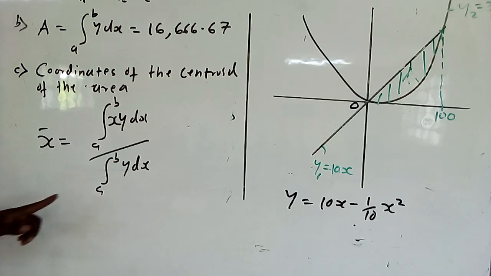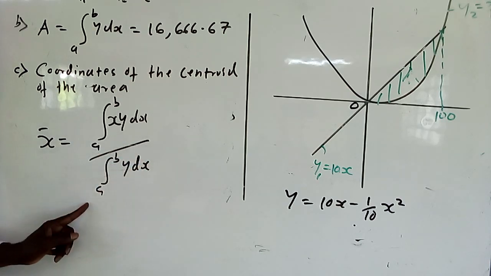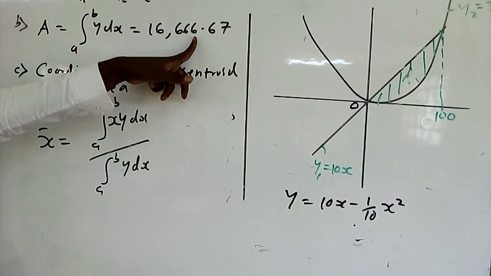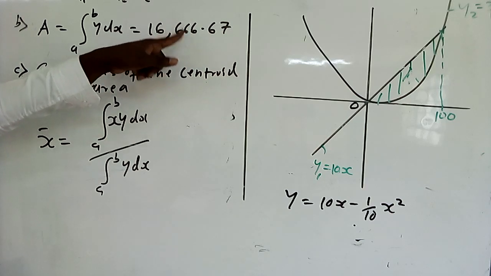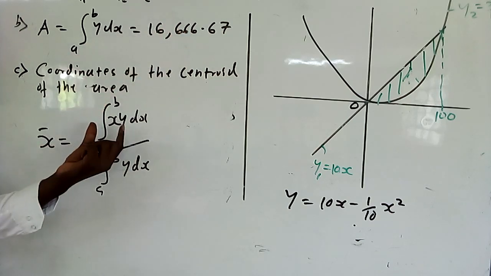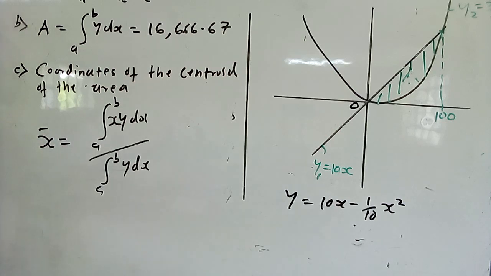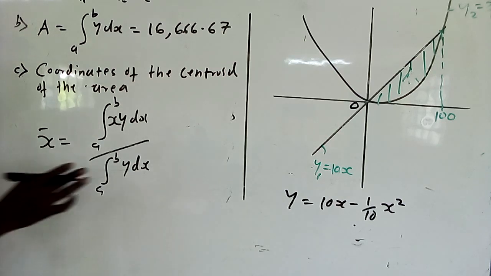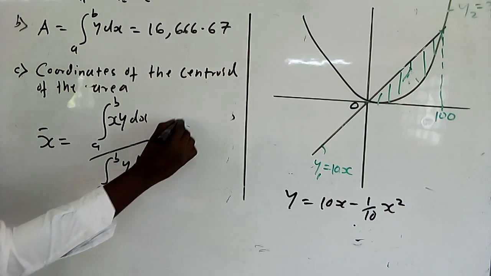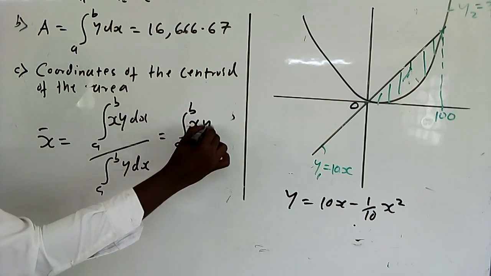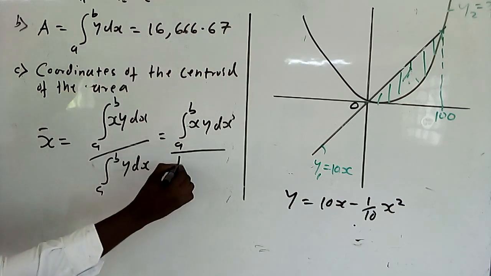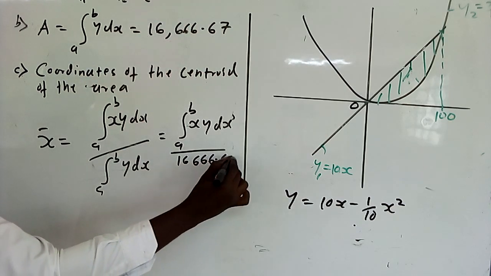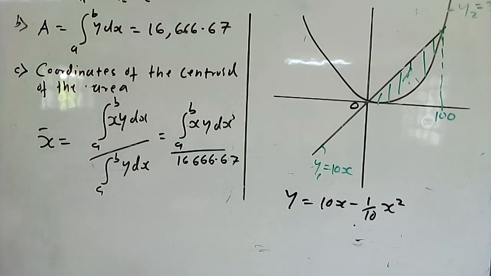We defined that formula. So are you seeing what is in the denominator, which is the area? We've already found it in part B, meaning what we need to get is this numerator to get x bar, isn't it? So we are going to remain with the integral from A to B of xy dx over this area. We found it to be 16,666.6. We've already found it in part B.